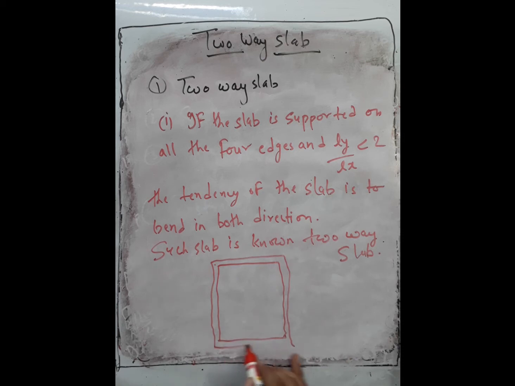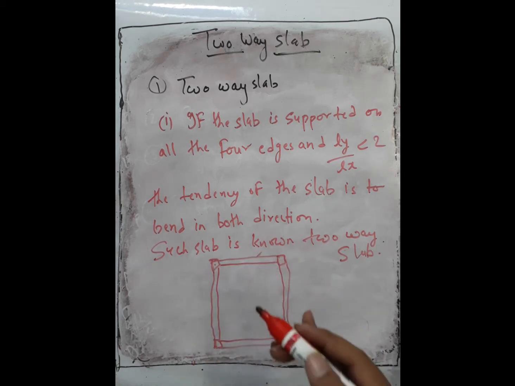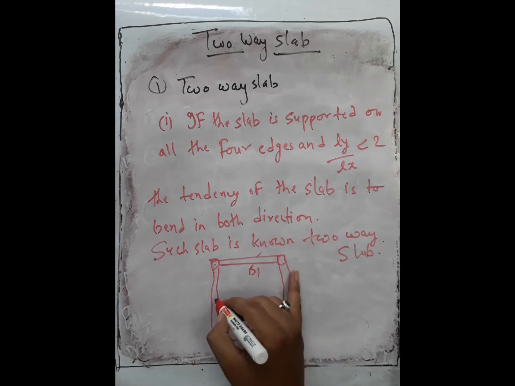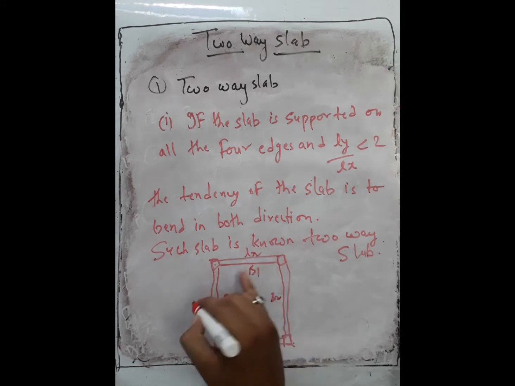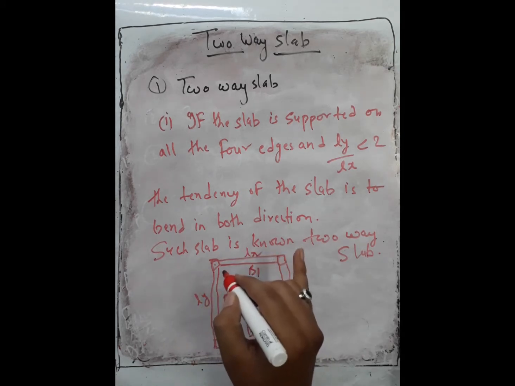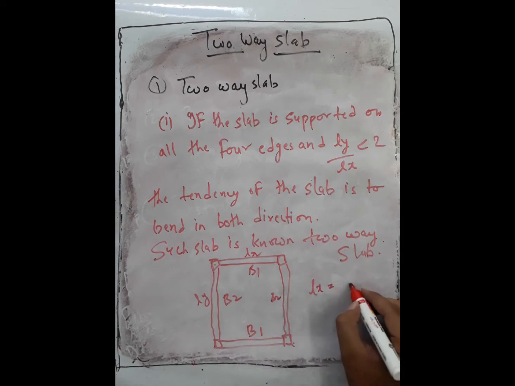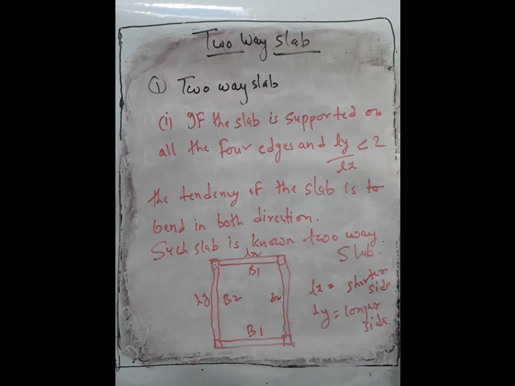Okay, so if I want to draw the diagram of two-way slab, it's like that. Here we have provided column, this is our beam. Okay, this we call B1, B1, and this is our B2, B2. This one is Lx and this one is Ly. Lx is the shorter side and Ly is the longer side.